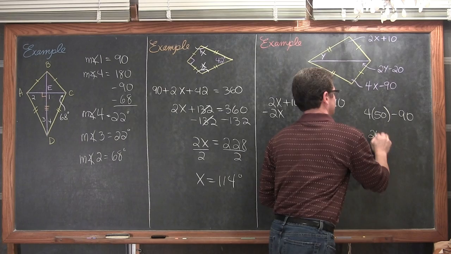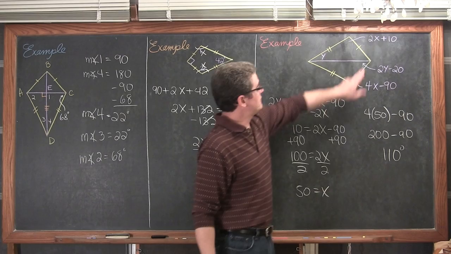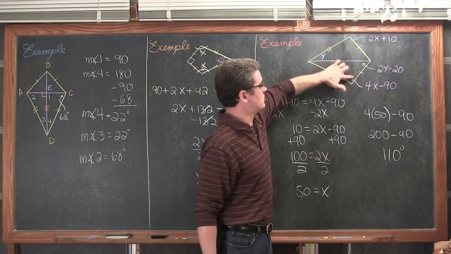Minus 90 is 110 degrees. And if you plug 50 back up into here, we get 110 degrees as well. So I'm going to erase this. I'm going to fill in these two angles with the information that they're 110 degrees, and finish this example.